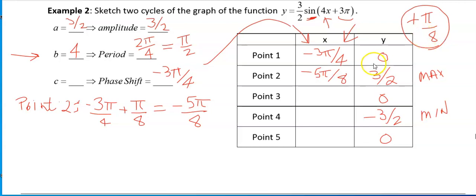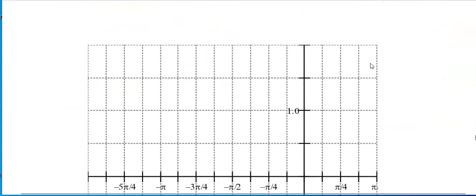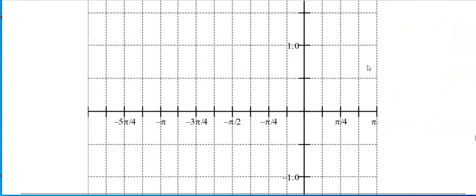Now, here's my beef with the graph down here. Where is negative 5 pi over 8? Because I don't see it. Do you see it? Because I don't see it. Well, that means that you're going to have to be able to determine what are the missing x values on that graph paper right there.